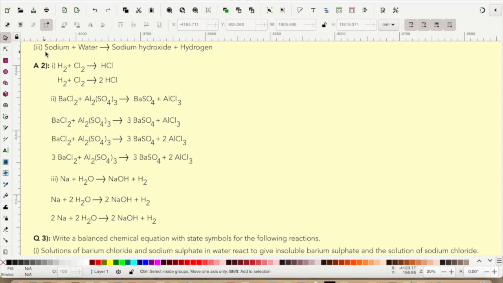Third part, sodium and water react to make sodium hydroxide and hydrogen. First we will replace them by their chemical symbols. We will write Na for sodium, H2O for water, NaOH for sodium hydroxide and H2 for hydrogen. This is a skeletal chemical equation which we have to balance.